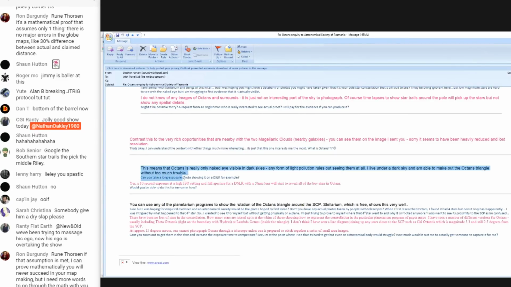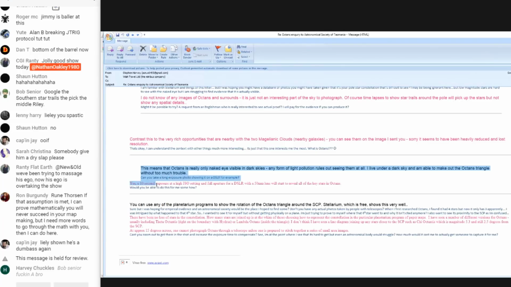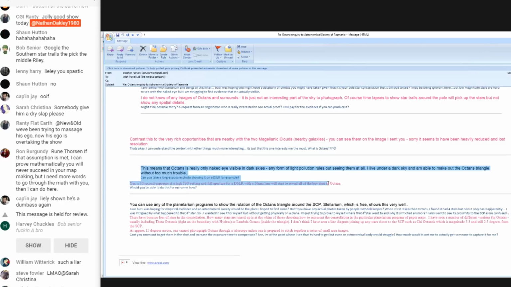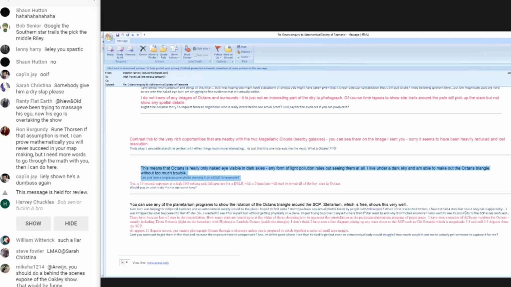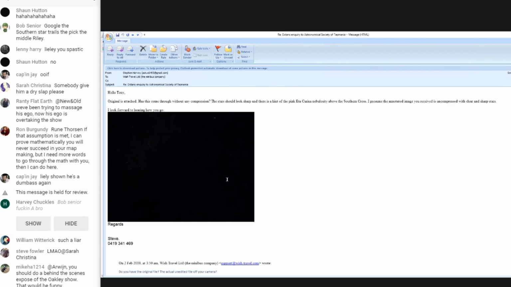So I said, can you take a long exposure photo showing it on a DSLR, for example? And he says, yes, a 10-second exposure at high ISO setting and full aperture will start to reveal all of the key stars in Octans. Start to reveal. So when he sends me the 10-second long exposure, there's no stars in the picture.